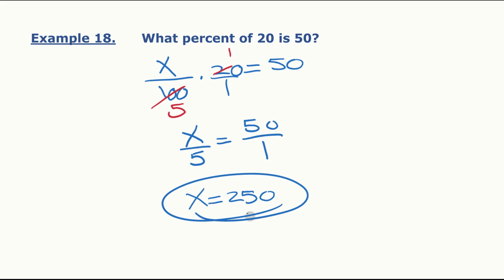Does it make sense that the answer is more than 100? Yes, because look, 50 is more than 100% of 20, isn't it? It's in fact more than 200% of 20, because what would 200% of 20 be? It would be 40, right? That would be twice 20. That's 40. So this makes complete sense.